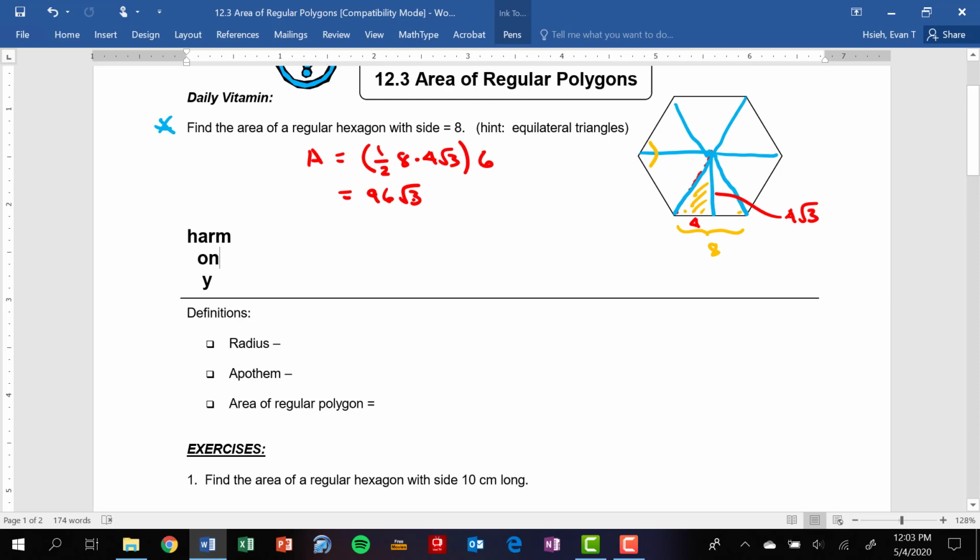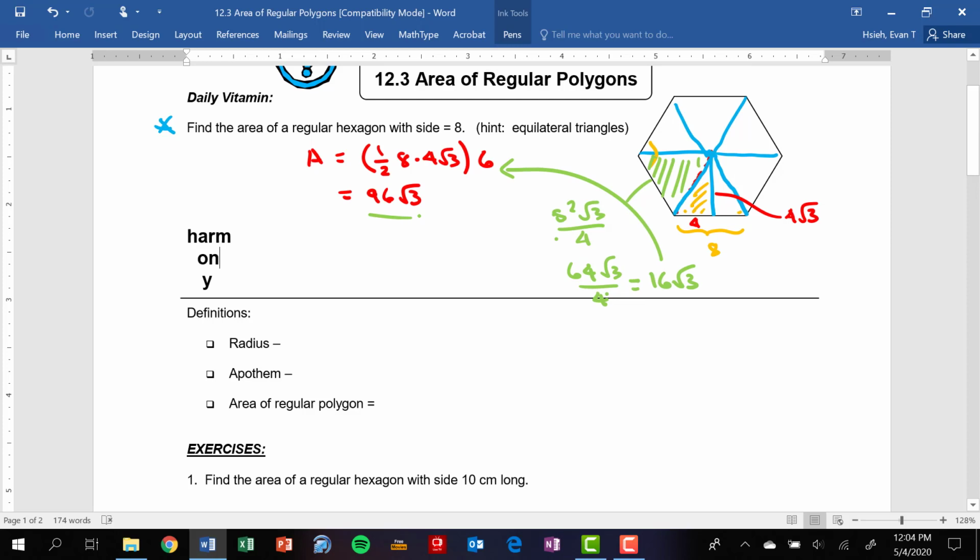Now, just a reminder, each of these equilateral triangles over here, you can also find the area by doing s squared root 3 over 4. I can plug in the side length, which is 8, so it's going to be 64 root 3 over 4, or each of these triangles has an area of 16 root 3, and then multiply that by 6, and you're still going to end up with 96 root 3.